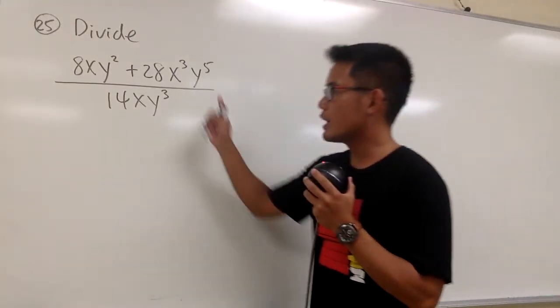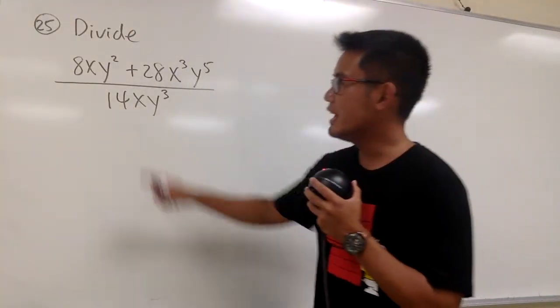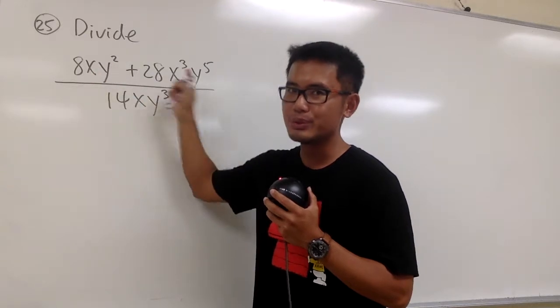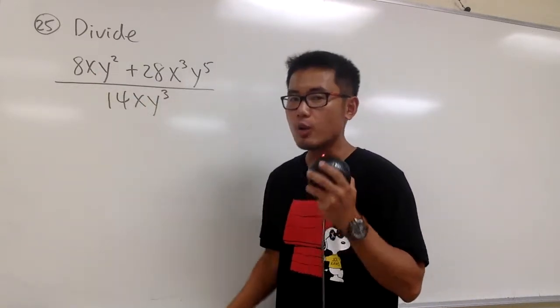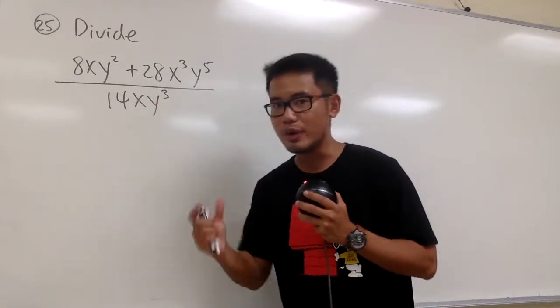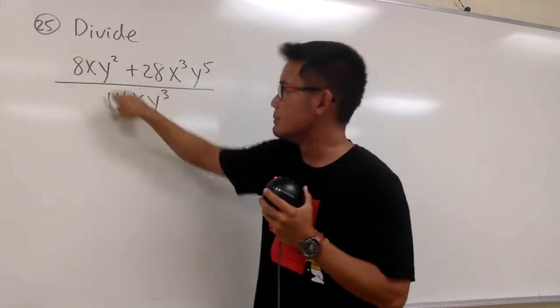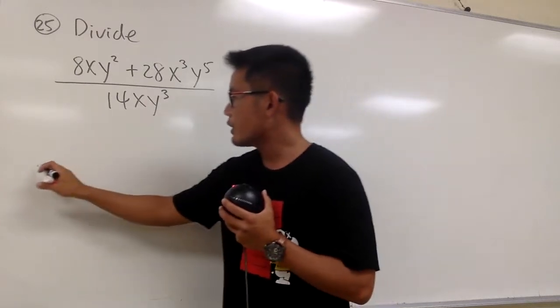Okay, for number 25, we are going to divide this out. As we can see, on the top we have two terms, right? And on the bottom we only have one term. So whenever we're dividing with just one term on the bottom, we can just split the fraction, right? So here is the first step.